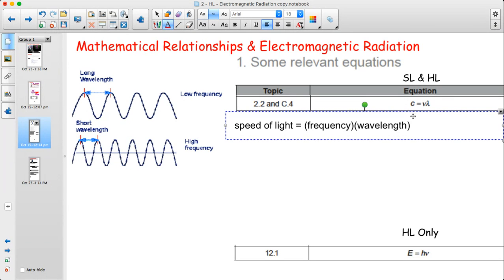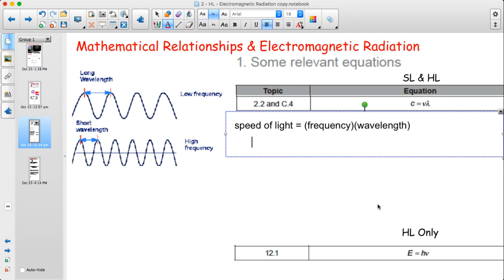And hopefully you can recognize that if the speed of light is a constant, then if I have a constant equal to two values being multiplied, that looks an awful lot like the P1V1 equals P2V2 equation. So this is an inverse relationship. If they're always going to equal the same constant speed of light, then as frequency goes up, wavelength will have to go down by the same factor so that they still equal the same speed of light.